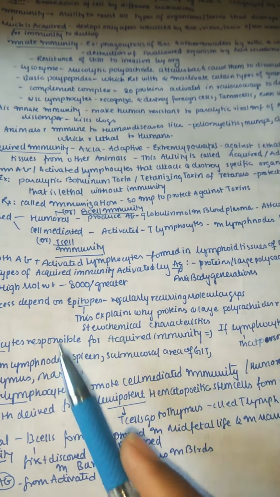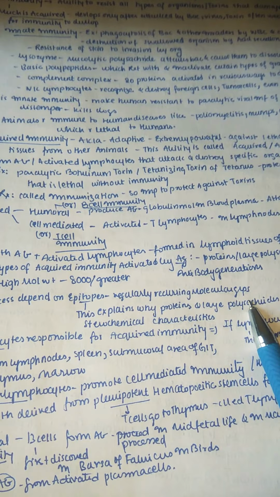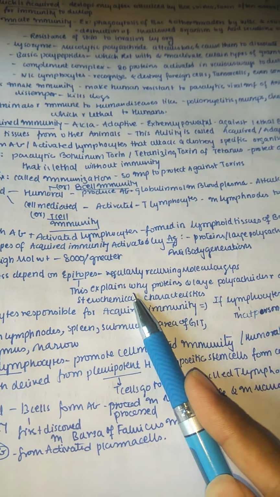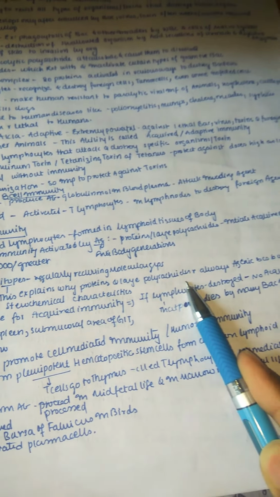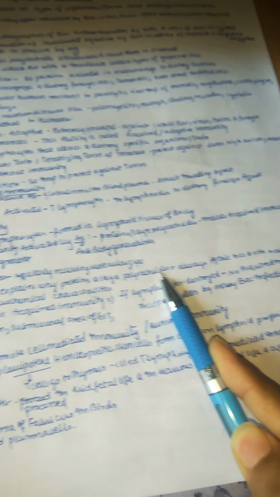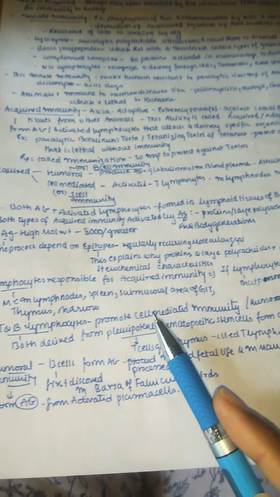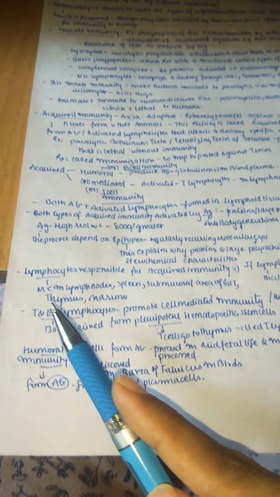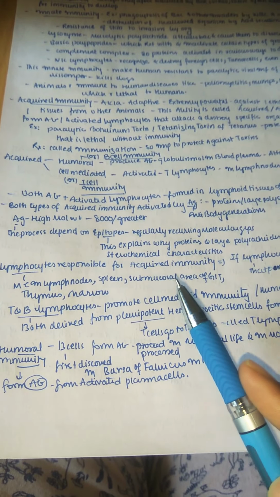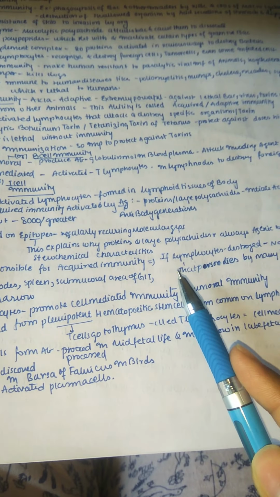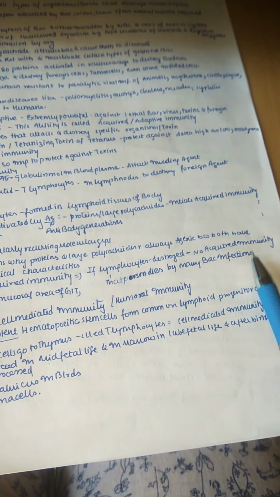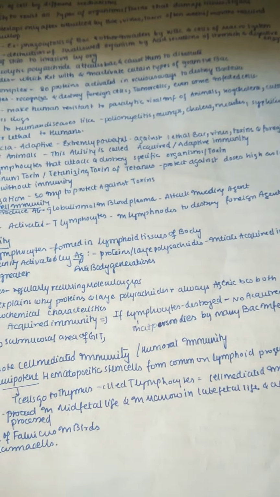What are epitopes? Epitopes are regularly recurring molecular groups, and this explains why proteins and large polysaccharides are always antigenic, because both have stereochemical characteristics. Lymphocytes are mainly responsible for the acquired immunity. So if lymphocytes are destroyed, then there is no acquired immunity, because lymphocytes are mainly involved in it.